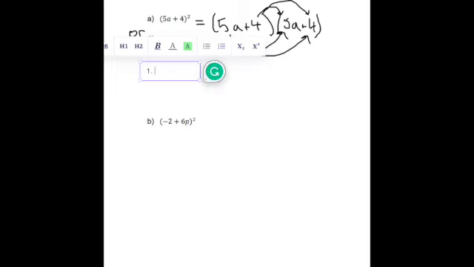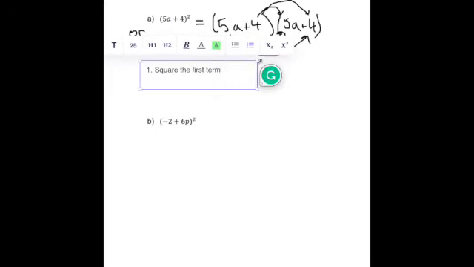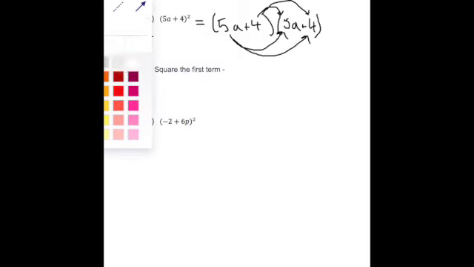The first step in this second type of method is to square the first term. So the first term is 5a in this instance. So you square 5a. Remember, if something's squared, it's itself times itself. So 5a times 5a is 25a squared.